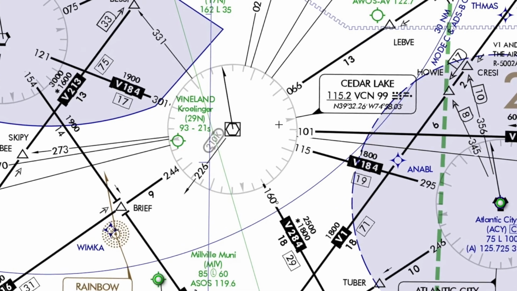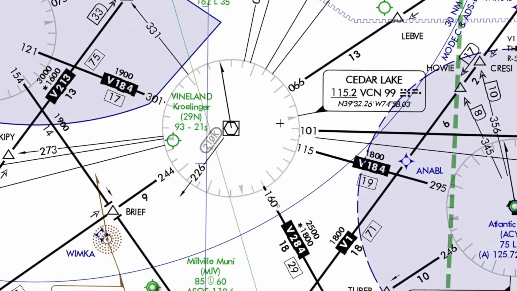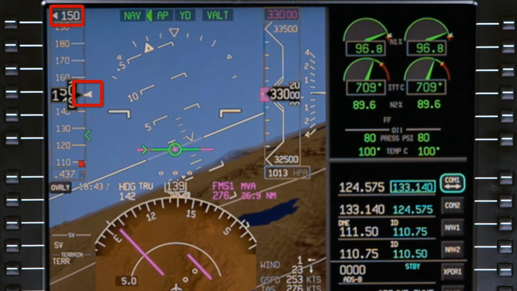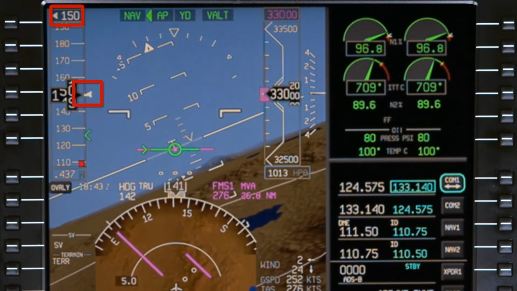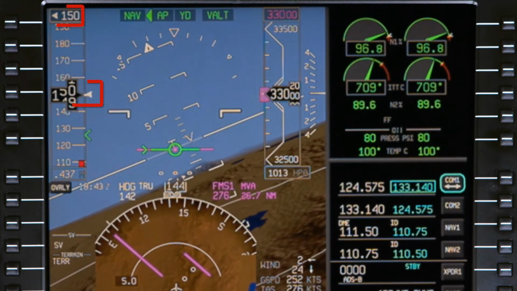During a hold, the published holding speed is targeted. In the absence of a published holding speed, the default holding speed of 150 knots is targeted.